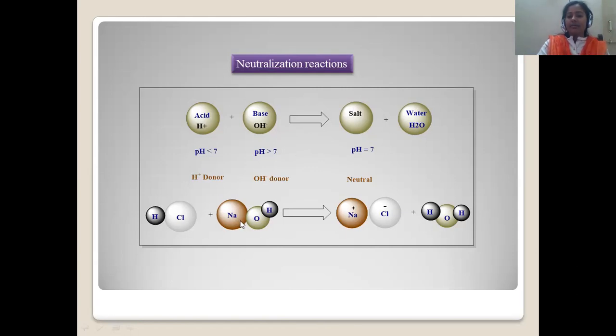Whenever acid and base are mixed together, formation of salt is possible. It is indicated with NaCl, salt. And another substance is water. So HCl and NaOH, sodium chloride salt will be formed, and along with this, water will be generated. It is the simplest example of a neutralization reaction. Let us enter into our textbook.